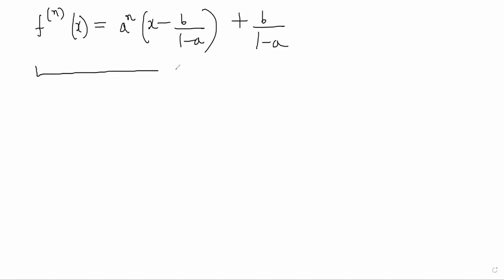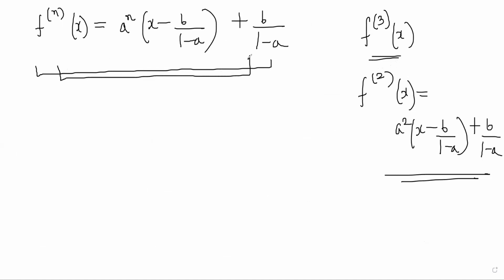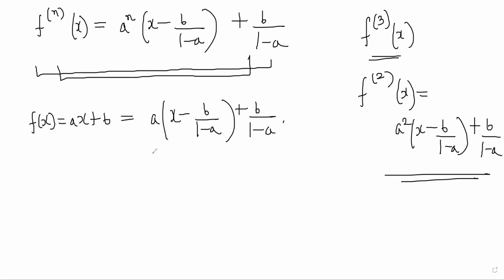Now, if you are not convinced about it, try and calculate f of 3 of x. We have already shown that f of 2 of x is equal to a square times x minus b by 1 minus a plus b by 1 minus a. Try and calculate f of 3 of x and you should be able to finish this induction yourself. So what we have seen is, if you write the function f of x equal to ax plus b, find the fixed point and write it like this, then it becomes really easy to figure out the nth iteration of the function. And what we have derived is this formula, which we'll use later as well.